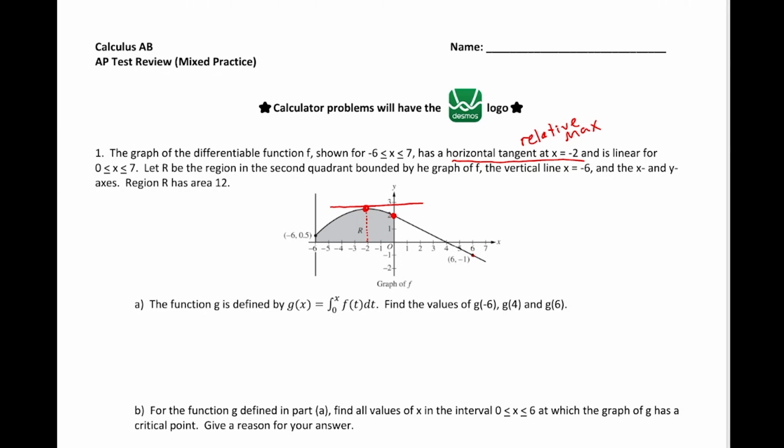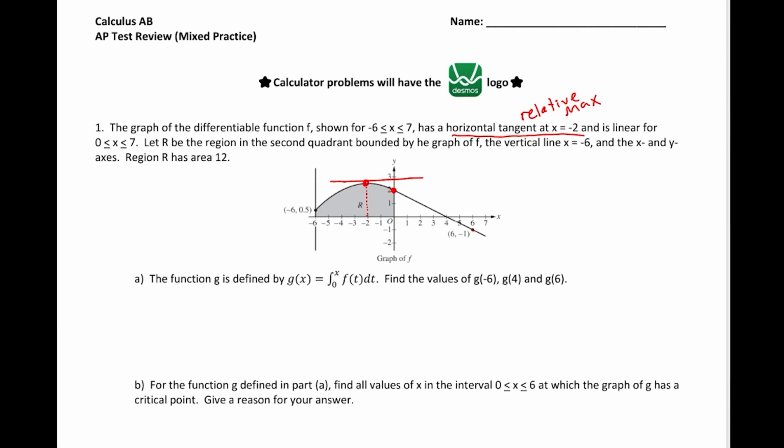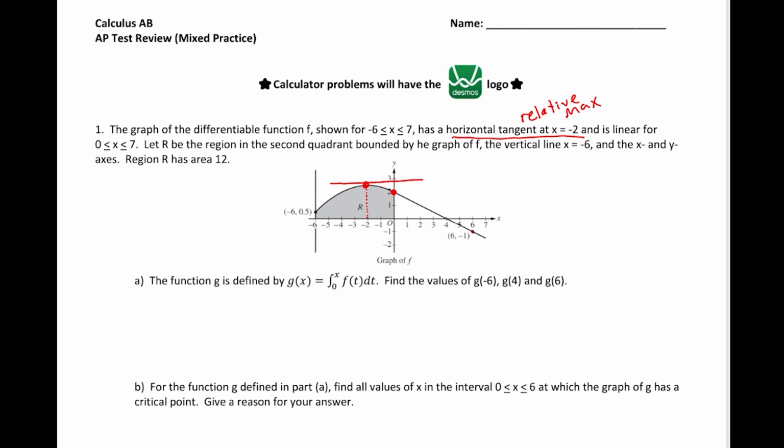Let R be the region in the second quadrant, bounded by the graph of f, the vertical line x equals -6, and the x and y axes. In other words, the shaded region. So part A says the function g is defined by this function, the integral from 0 to x of f(t) dt. Find the values of g(-6), g(4), and g(6). So let's start with g(-6).